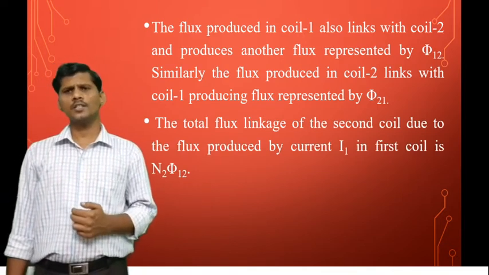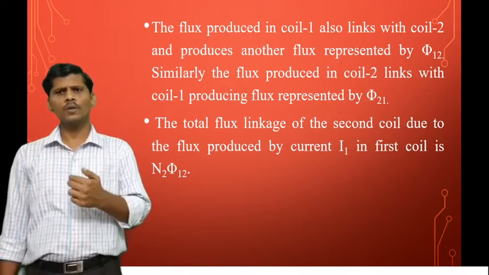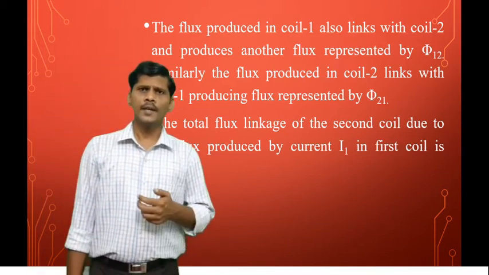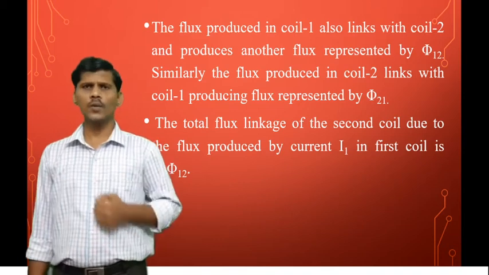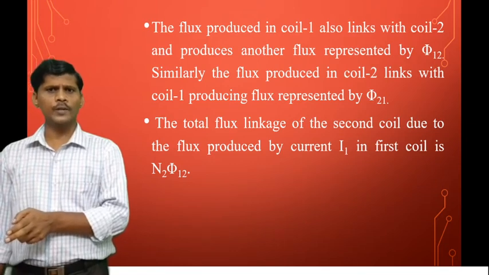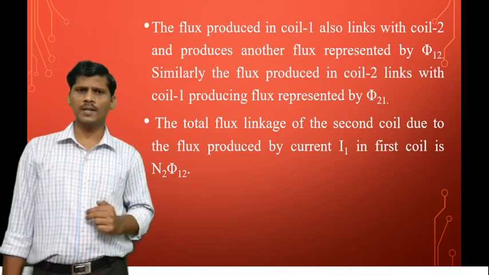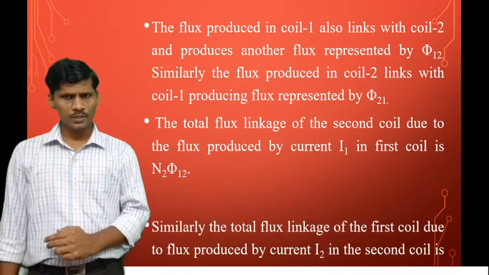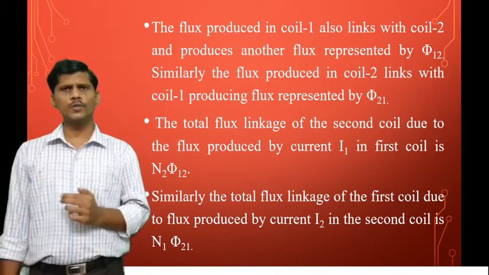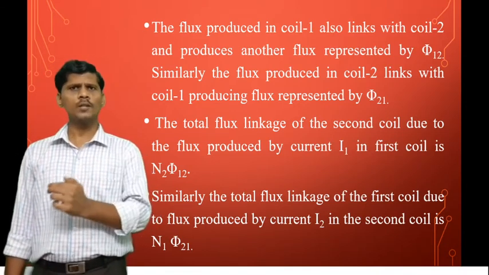The total flux linkage of the second coil due to the magnetic flux produced by current I1 flowing through the coil. What is the total flux linkage? N into pi is the total flux linkage of the coil. The total flux linkage of the second coil due to the flux produced by current I1 in the first coil is represented by N2 pi 12. Similarly, the total flux linkage of the first coil due to the flux produced by current I2 in the second coil is represented by N1 pi 21.